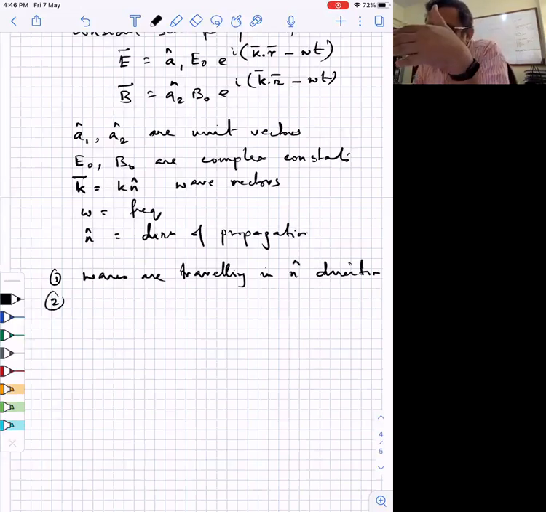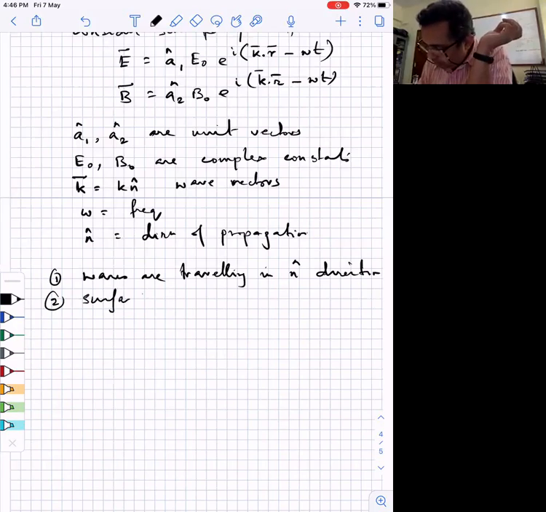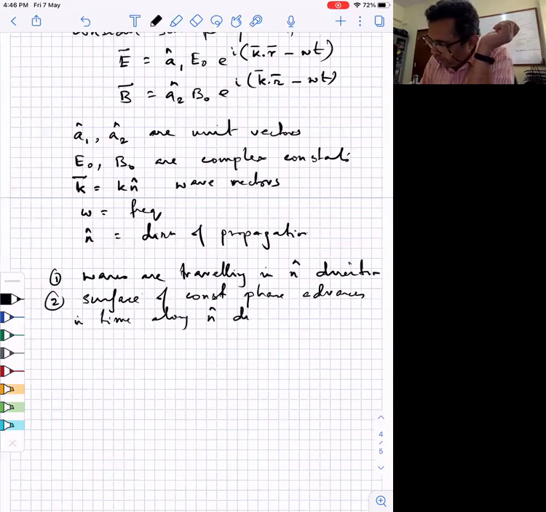Then the next thing you can say is that the surface of constant phase advances in time. Which basically means the surface of constant phase advances in time along the n cap direction.